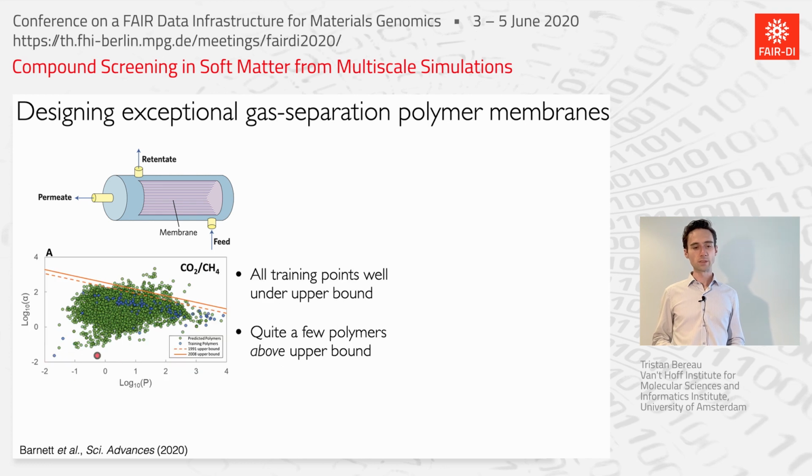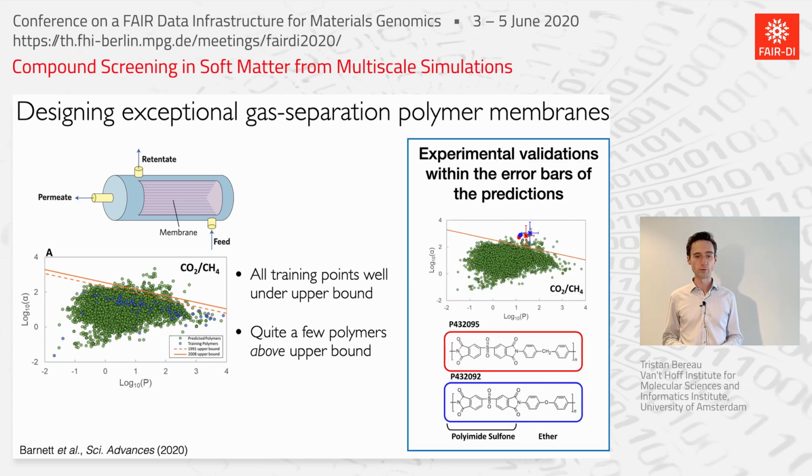Once we do this, here is again the same Robson plot I showed you a couple of slides ago. It may not be so easy to see, but in blue you have training points, and in green all the predictions that we've made. You can see that all the training points are under this upper bound, which is this orange line. But we do have a few green points above this upper bound, so potentially they should be polymers with very good target properties.